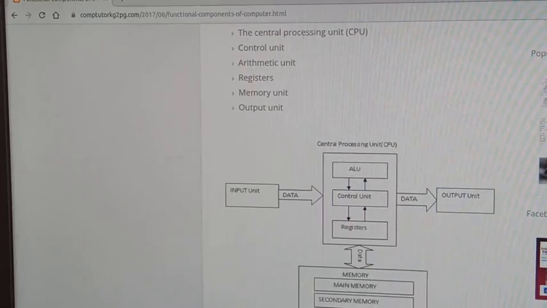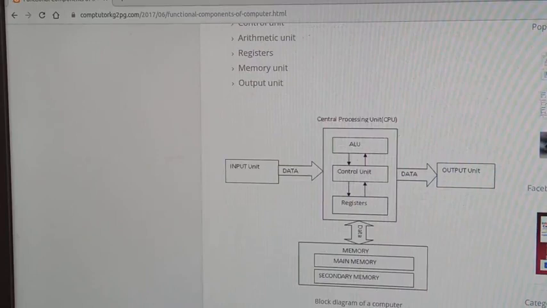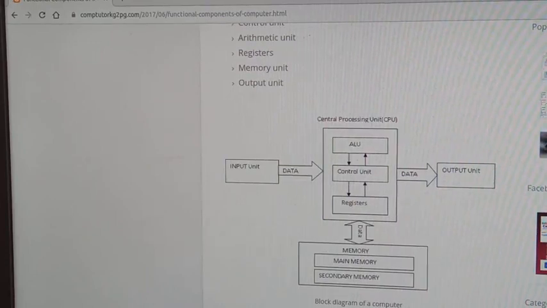Look at that. It contains mainly three parts: input unit, then CPU, then output unit. Inside the CPU there is main memory, and in addition to the main memory there is also secondary memory. Here we need to explain each box. So what do you mean by input unit? In order to perform anything, the computer needs to receive instructions from the user. All the instructions are given using the input unit.